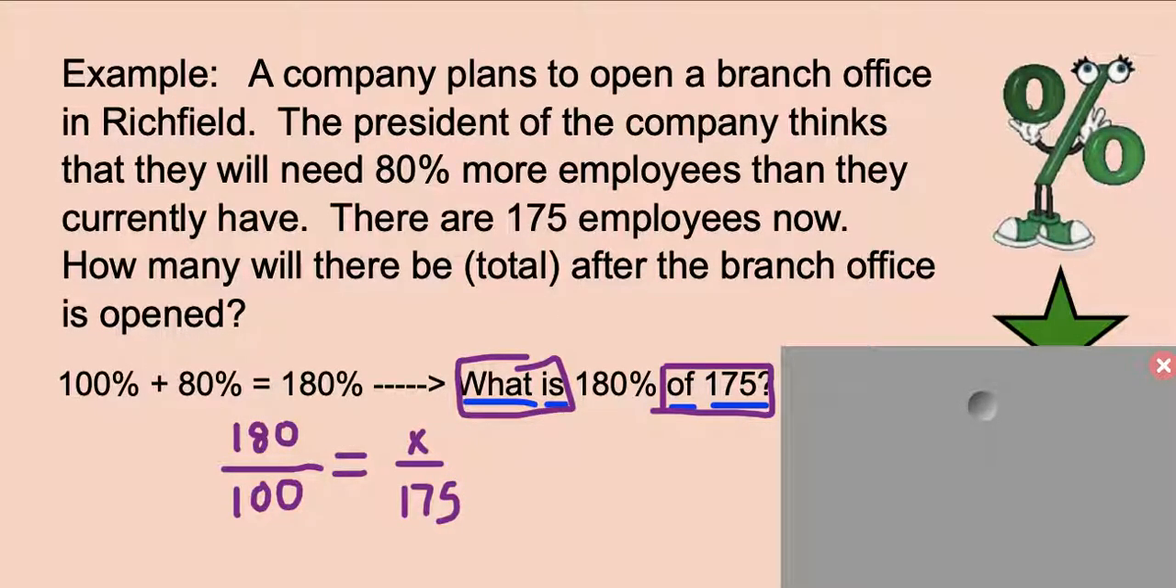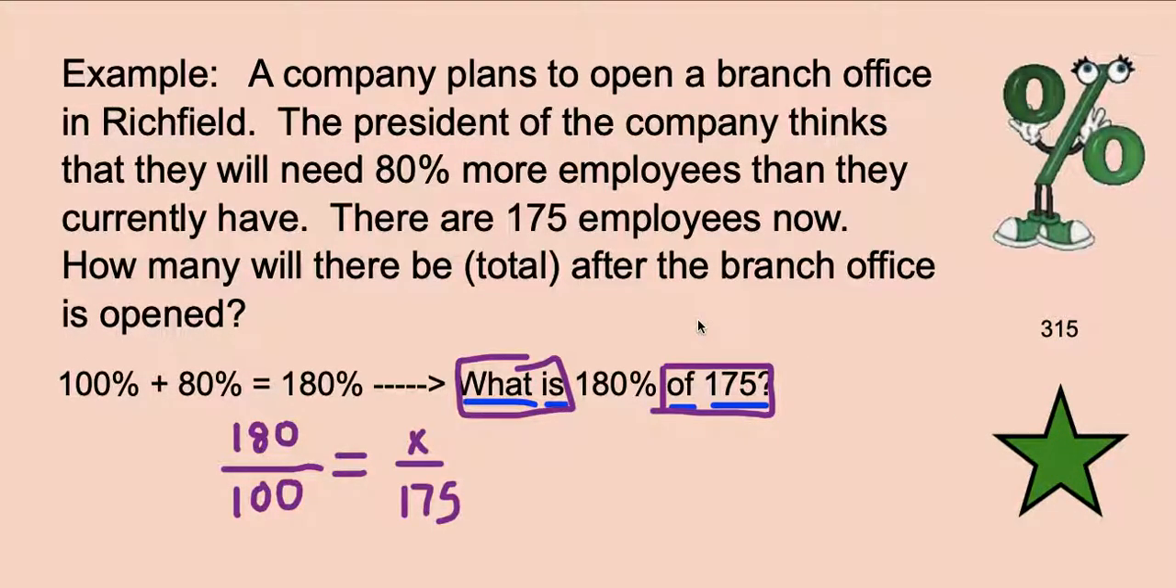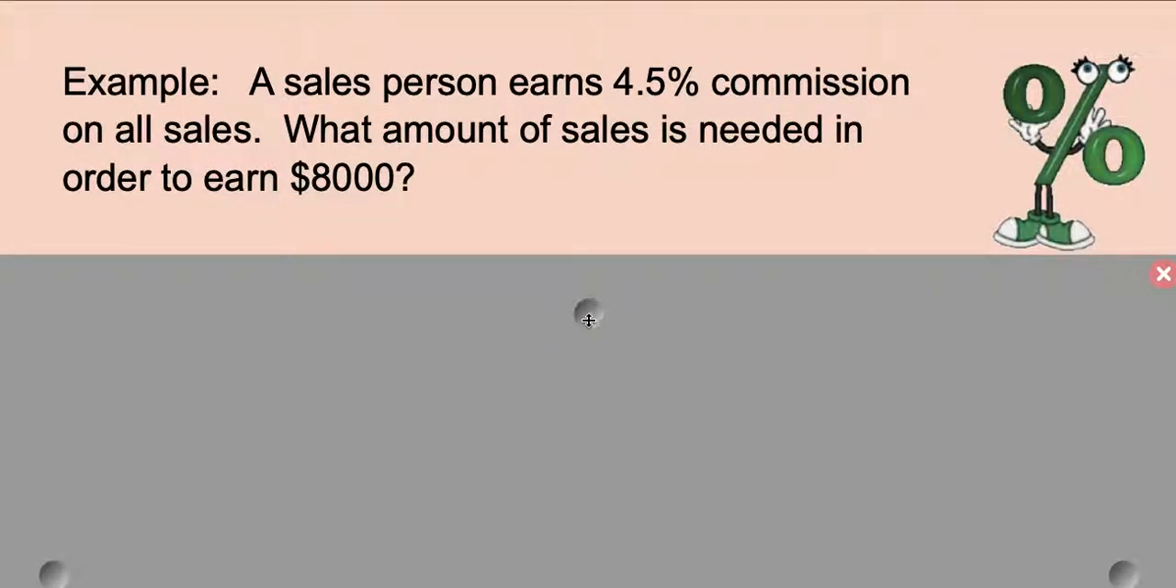So again, pause for a moment, and use your cross products: 180 times 175 divided by 100, and then I'm going to show you the answer. So pause, figure that out, and then I'll show you what that answer is. So hopefully you paused that, and you should have gotten 180% is 315 employees, right? That's almost double. So 315 is pretty close to double 175. That makes good sense. All right, let's take a look at another one.